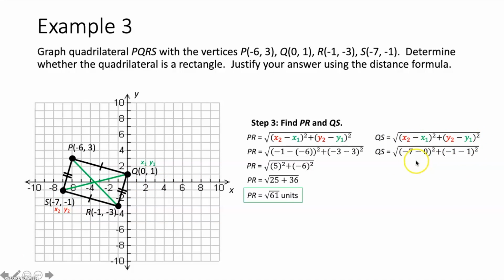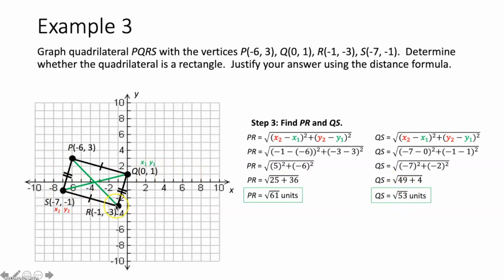Negative 7 minus 0 is negative 7. Negative 1 minus 1 makes it more negative. It's going to be negative 2. Negative 7 squared is 49. Negative 2 squared is 4. 49 plus 4 is 53. 53 is a prime number, therefore our square root cannot be broken up any further.